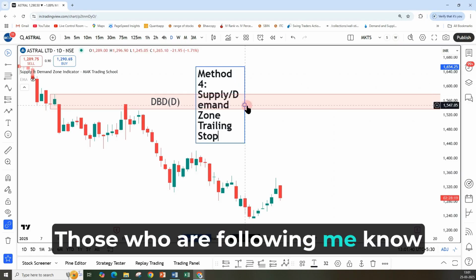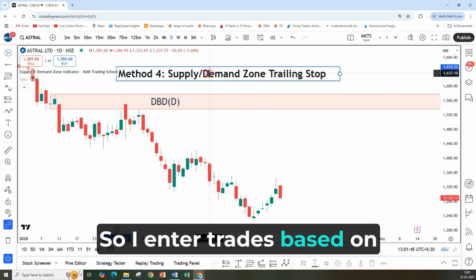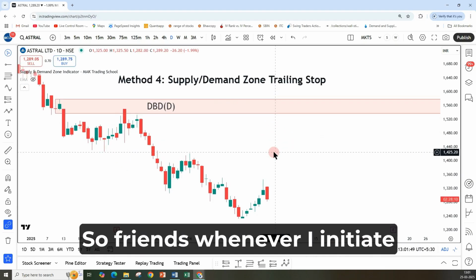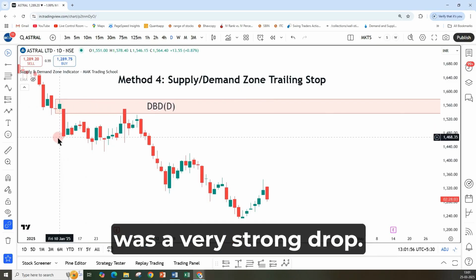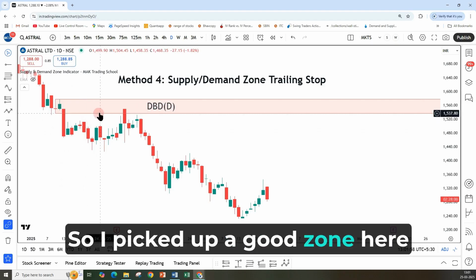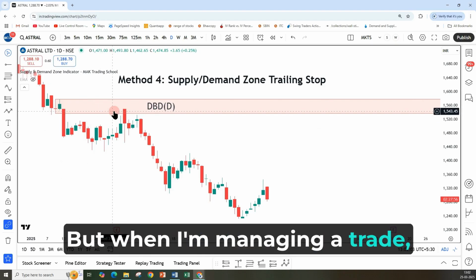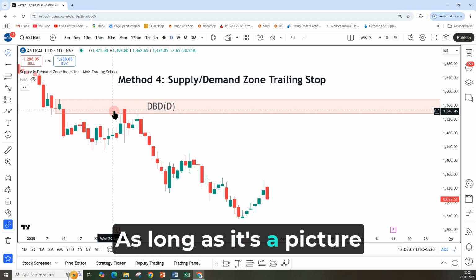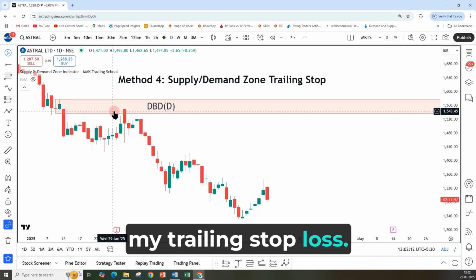Those who are following me know by now that I am a supply and demand trader. So I enter trades based on supply demand zones, and I would like to manage that also on supply demand zones. So friends, whenever I initiate a trade, I look for explosive zones. So this particular candle was a very strong drop, so I picked up a good zone here, and that would be an entry point. But when I'm managing a trade, I'm not very particular about the explosiveness of the zone. As long as it's a picture of supply and demand, I'm good to consider that for my trailing stop loss.